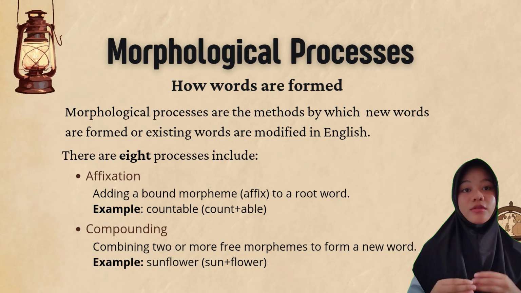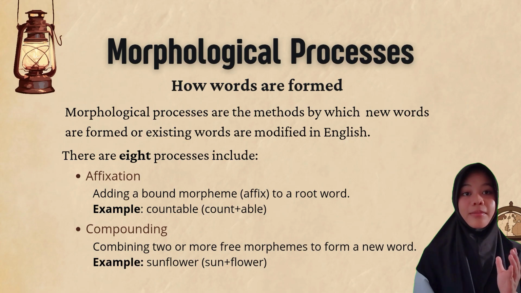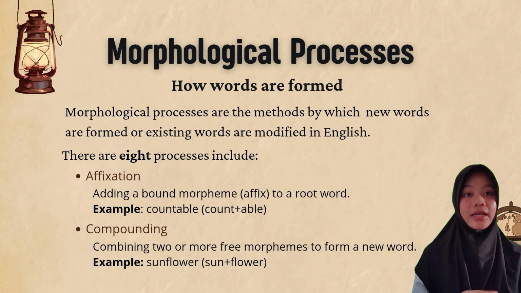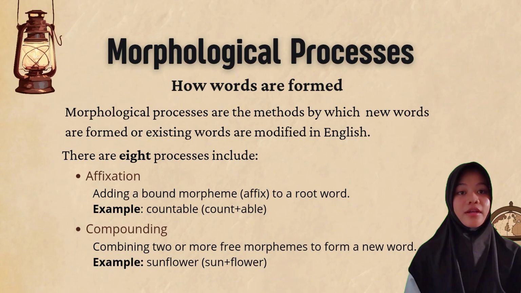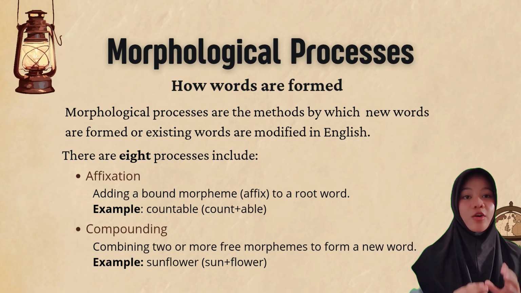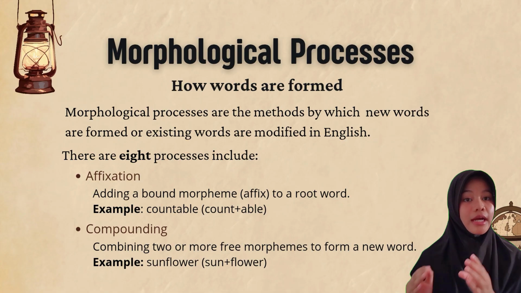Next, we are going to talk about morphological processes, or how words are formed. Morphological processes are the methods by which new words are formed or existing words are modified in English. There are eight processes. One, affixation. Affixation is the process where we add a bound morpheme or affix to a root word. For example, countable. This word is formed by adding the suffix able to the root word count.